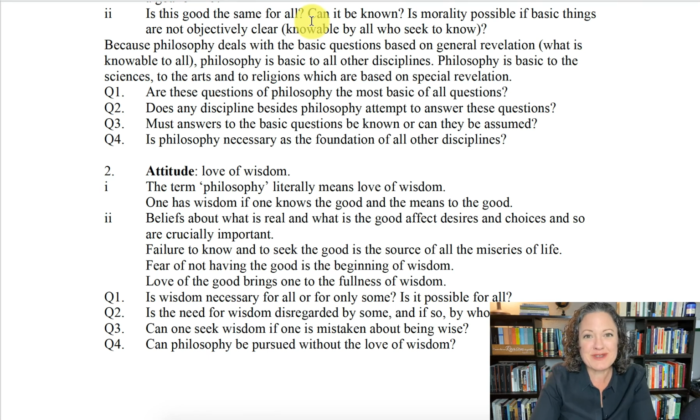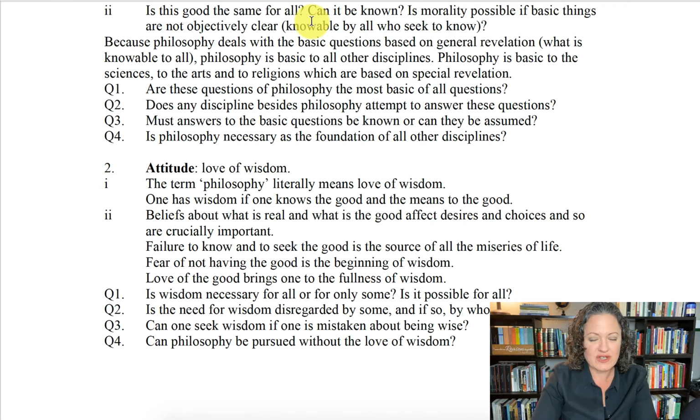Ha ha ha. Let me be the jerk in your life that said the good for you is the same as the good for me. And now you should start by saying, what does that mean? What do you mean, Dr. Burton? Can the good be known?